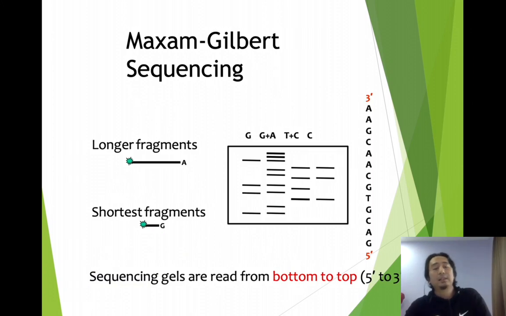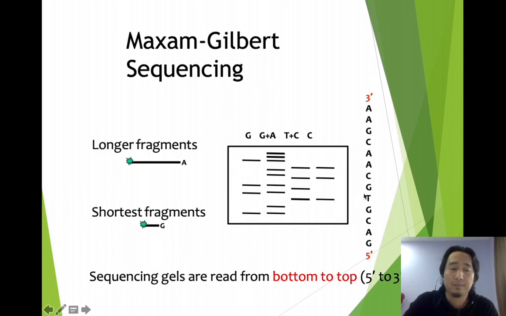Sequencing is read from bottom to top, as I explained earlier. From the bottom, that is actually 5' up until 3'.